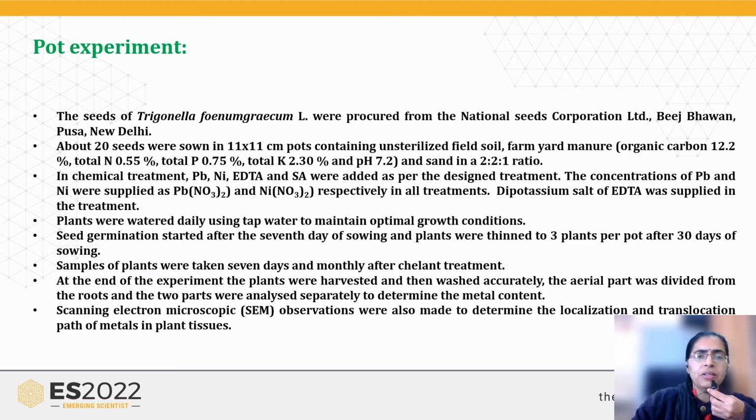Seed germination started after the 7th day of sowing, and plants were thinned to 3 plants per pot after 30 days of sowing. Samples of plants were taken 7 days and monthly after chemical treatment.